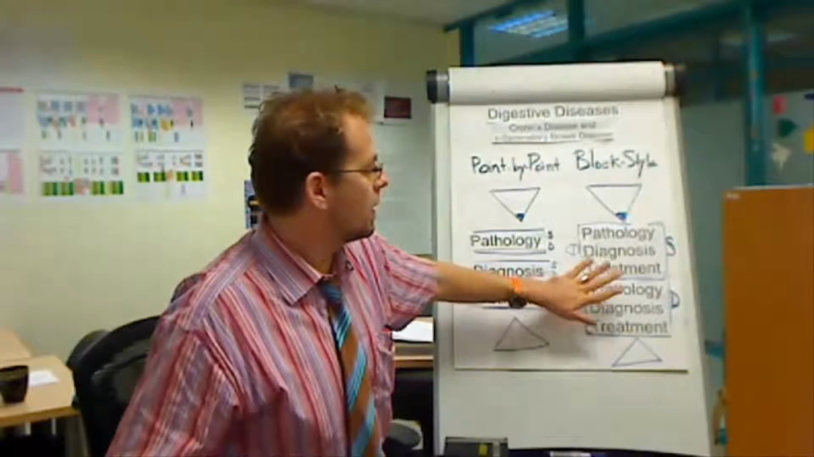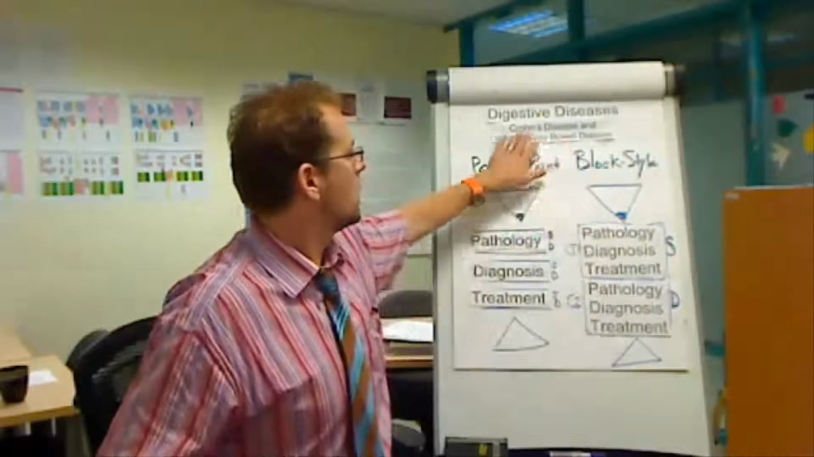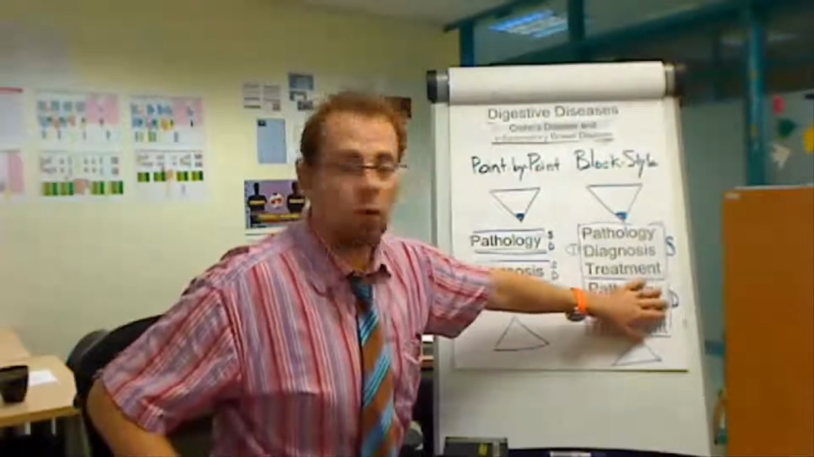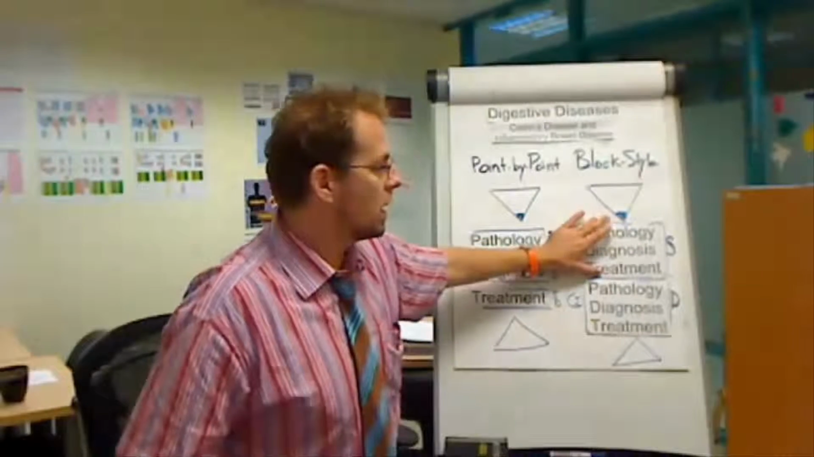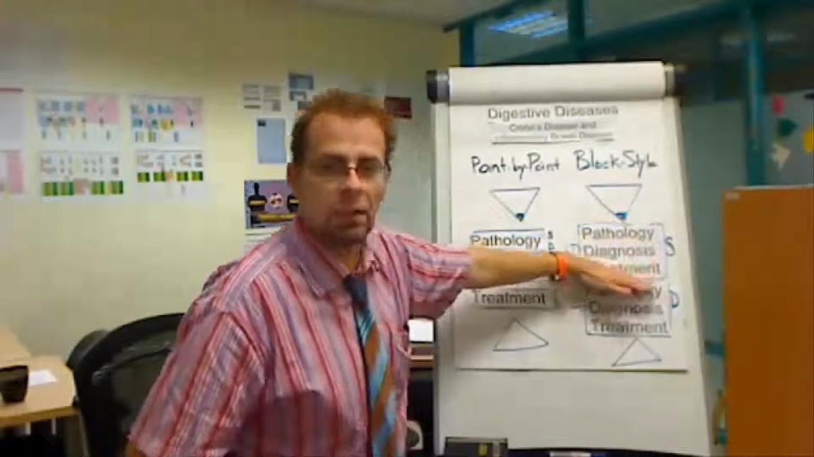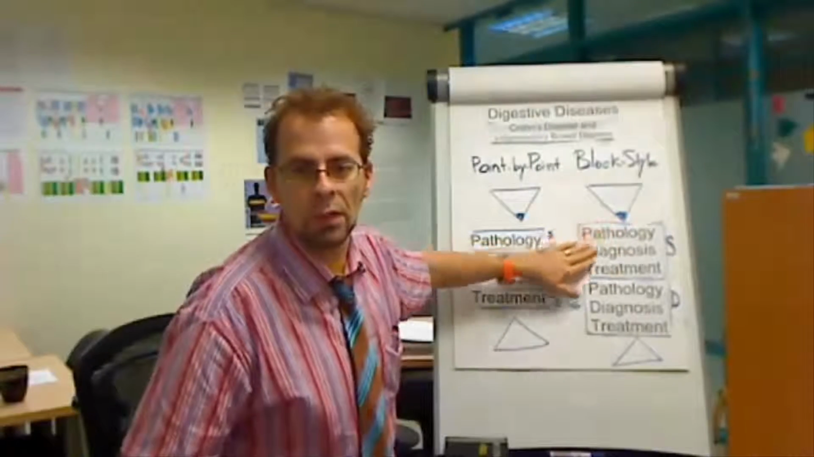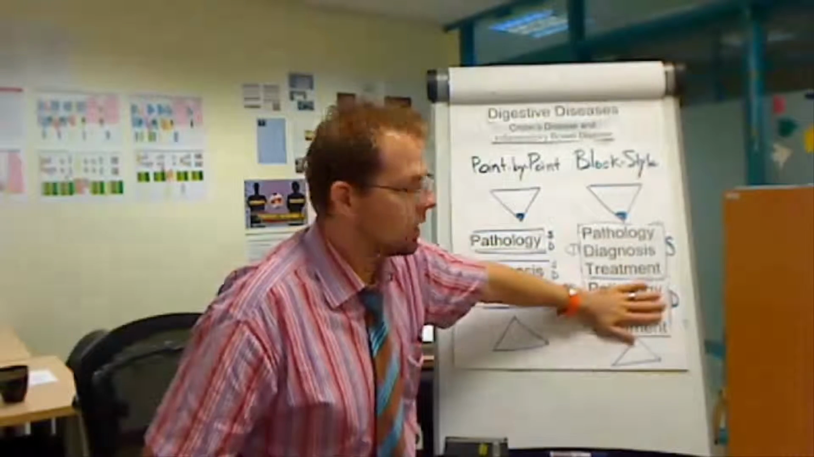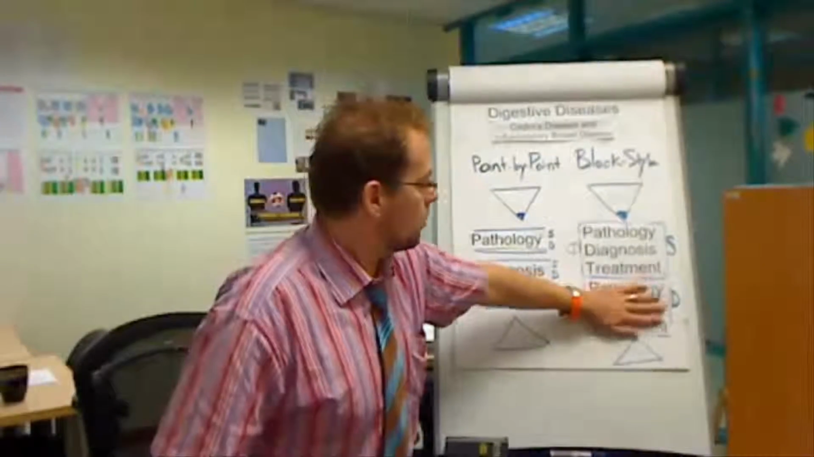And then in the next block, we want to talk about pathology, diagnosis, treatment of Crohn's disease and inflammatory bowel disease, but we're only talking about the differences now. So this first block is about similarities. We talk about all the similarities between Crohn's disease and inflammatory bowel disease, or at least the ones we've identified. Similarities, similarities, similarities. And then in the next block, we talk about the differences, all at once.